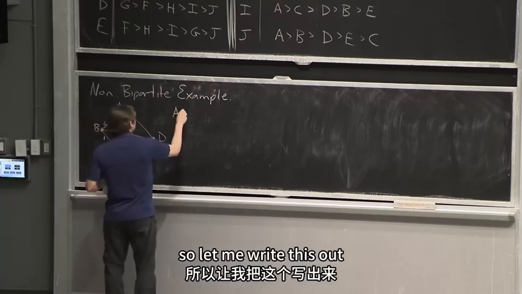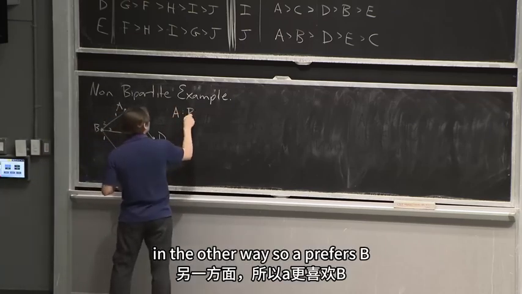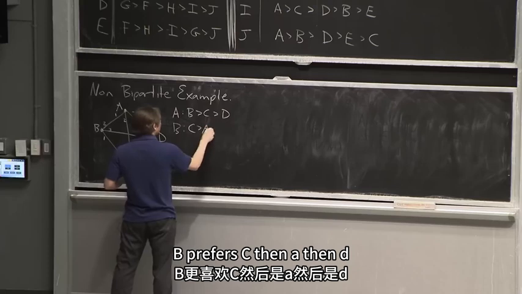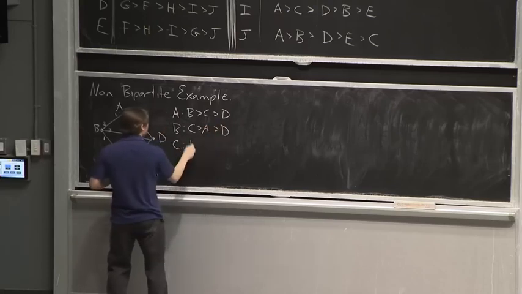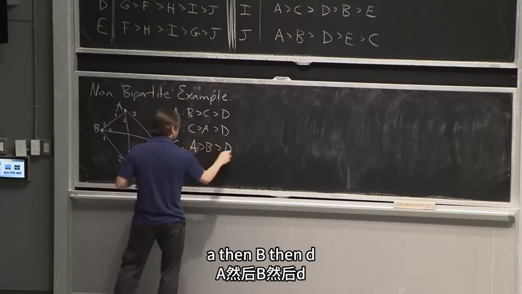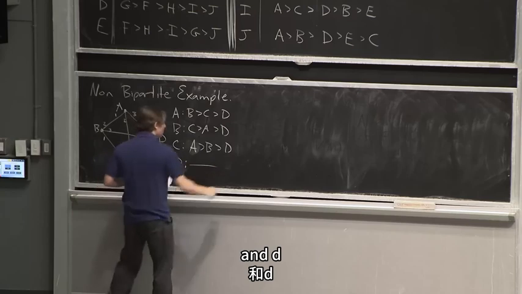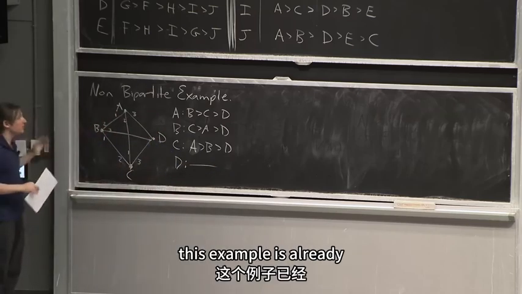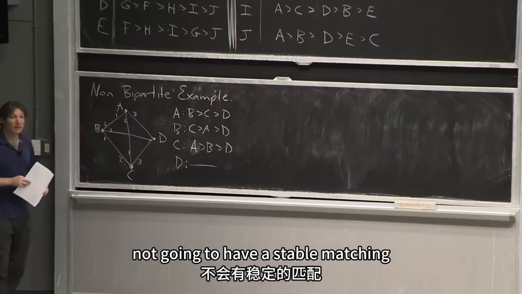So let me write this out in the other way. A prefers B, then C, then D. B prefers C, then A, then D. C prefers A, then B, then D. And D, I don't care. D can have any preference order. This example is already not going to have a stable matching.